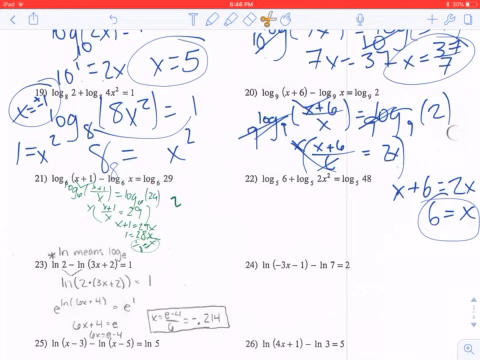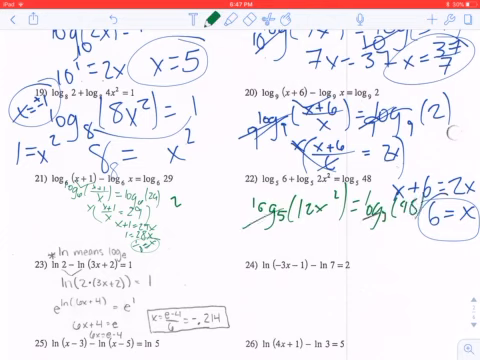Alright, if we look at the next problem, we have log base 5, 6, so we can multiply those together using the product rule. 12x squared equals log base 5 of 48. I apologize for the sloppy handwriting. I can drop both logs on each side and say 12x squared equals 48. Divide by 12, I get x equals 4. Sorry, x squared equals 4. Take the square root, x equals plus or minus 2.